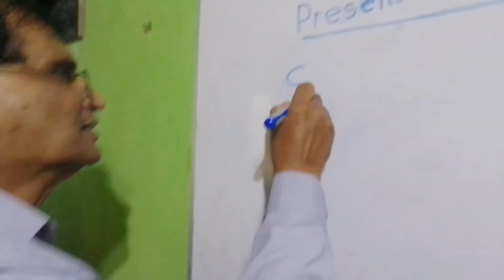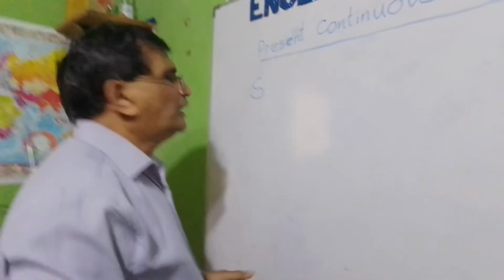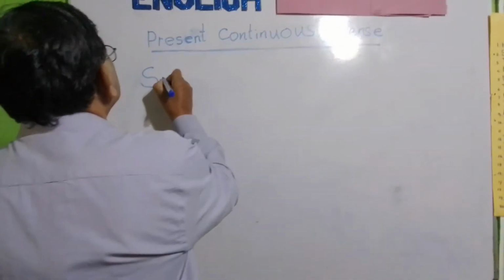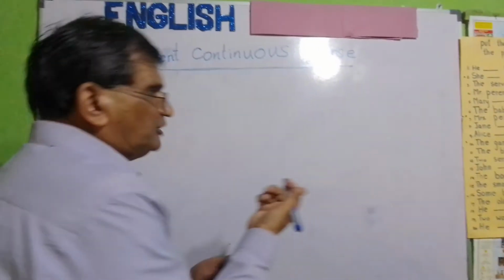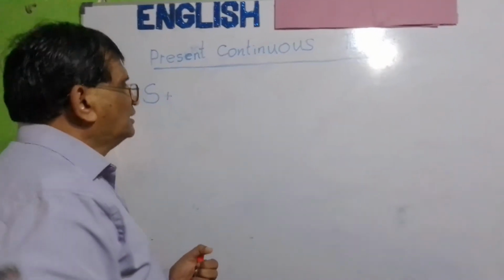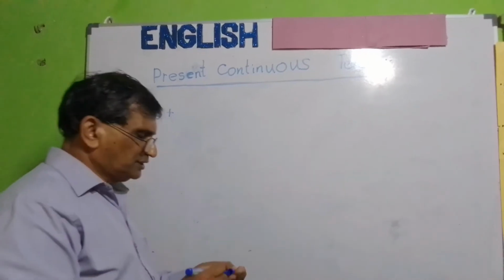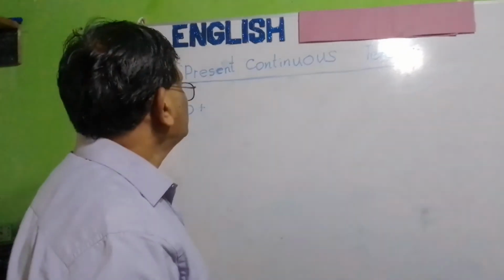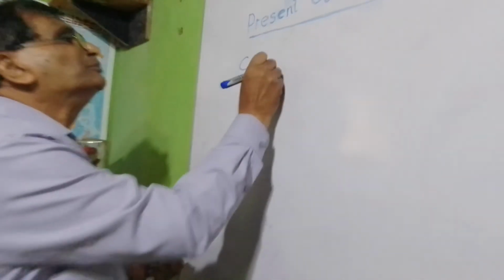Students, I will write the English alphabet S for subject. Can you tell what we use after the subject? After the subject, we use auxiliary verbs. In present continuous tense, we use 3 auxiliary verbs. If you are using I for the subject, we use the auxiliary verb am.